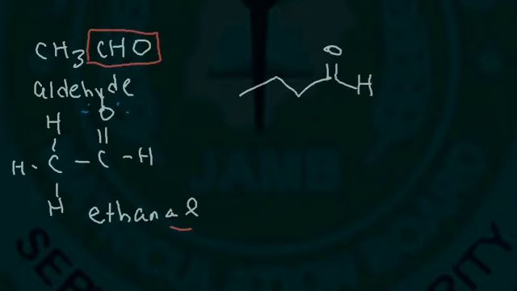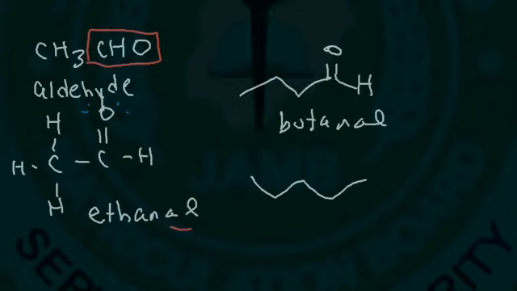So this is called ethanal. It has 2 carbons, but the ending is al for an aldehyde instead of ol for an alcohol. So let's say if we have this Lewis structure. It has 4 carbons, so it's butanal.